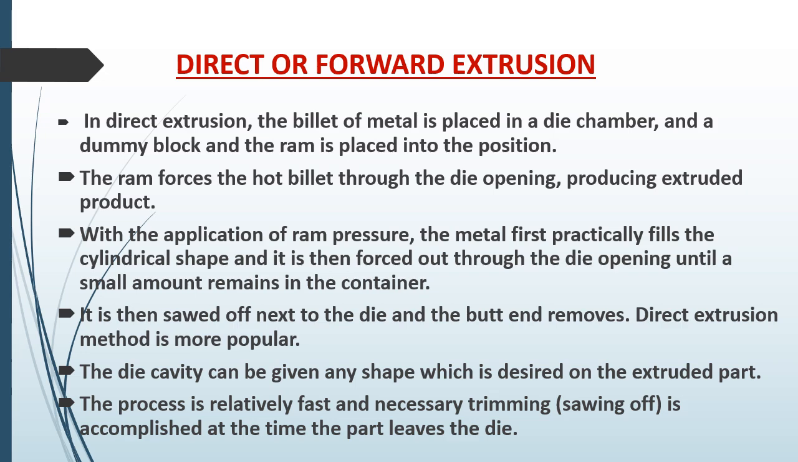In direct extrusion, the billet of metal is placed in a die chamber and a dummy block and the ram is placed into position. The ram forces the hot billet through the die opening, producing extruded product. With the application of ram pressure, the metal first practically fills the cylindrical shape and it is then forced out through the die opening until a small amount remains in the container. It is then sawed off next to the die and the butt end is removed. Direct extrusion method is the most popular method. The die cavity can be given any shape which is desired on the extruded part. The process is relatively fast and necessary trimming is accomplished at the time the part leaves the die.